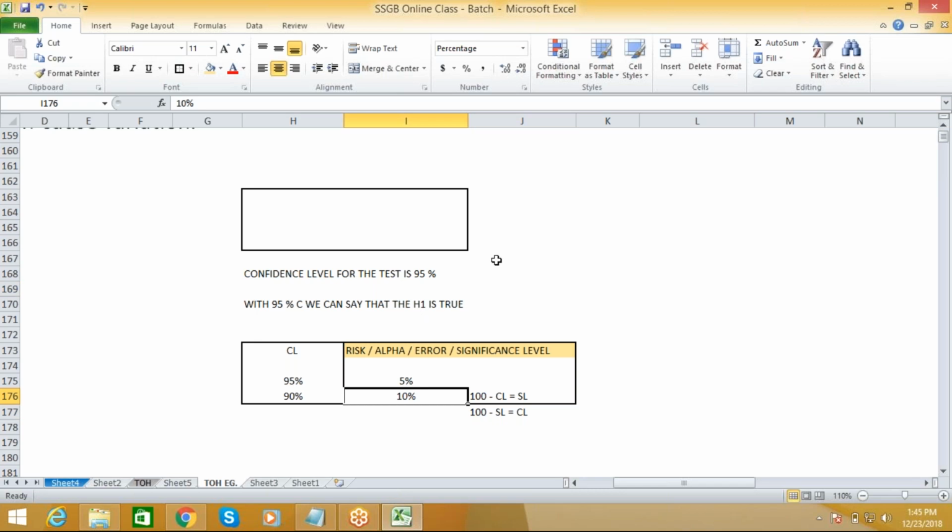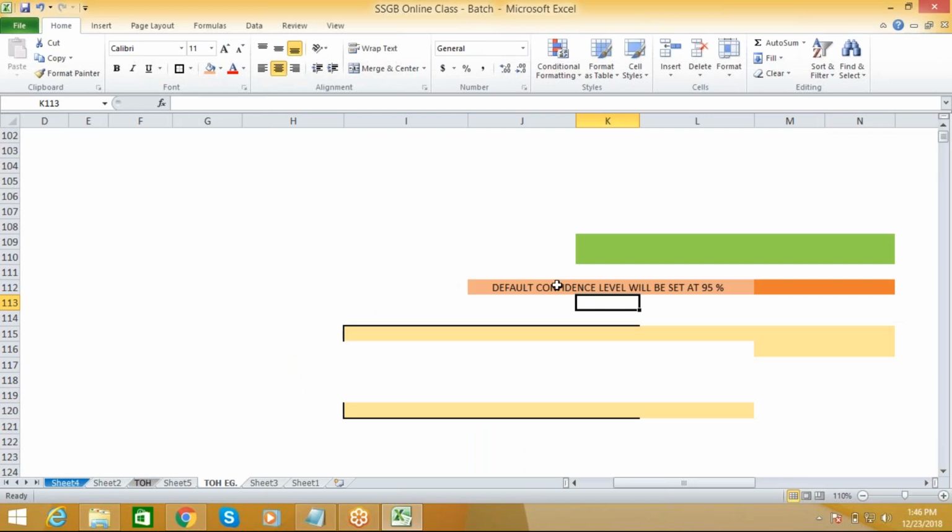Now next, coming to the default values. What are the default values? Whoever has used Minitab, the default confidence level in Minitab is 95. I'm not sure about other software, but the default confidence level in Minitab is 95 unless you change it.